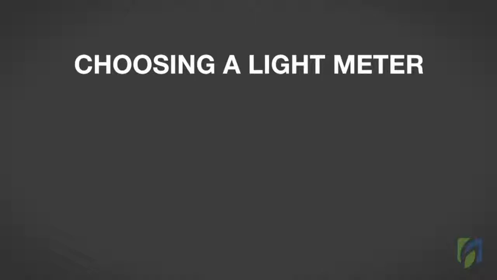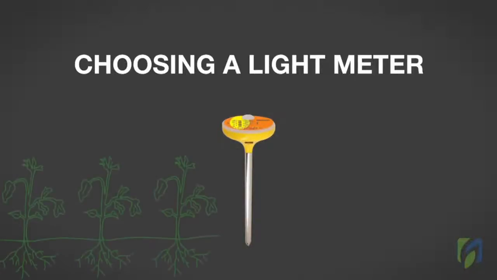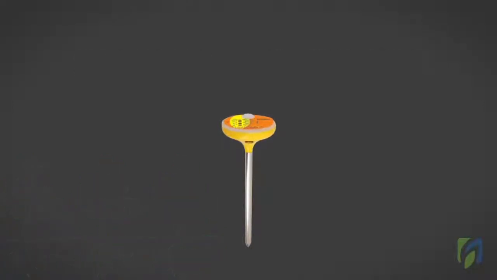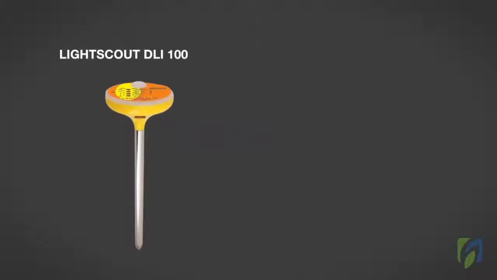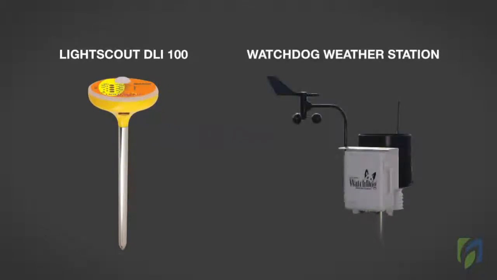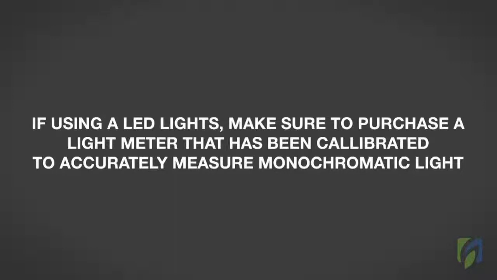Choosing a light meter. Meters are now available that automatically measure the DLI being received by a crop. When measuring DLI, all light sensors should be placed next to the crop and kept at a canopy height to accurately measure the light level. The Light Scout DLI 100 meter and the Watchdog weather station are two mobile self-contained devices from Spectrum Technologies that can be used for measuring DLI. If using LED lights, make sure to purchase a light meter that has been calibrated to accurately measure monochromatic light.